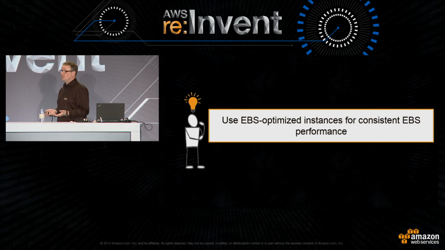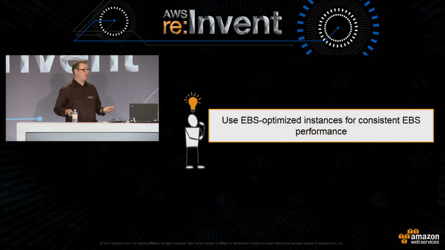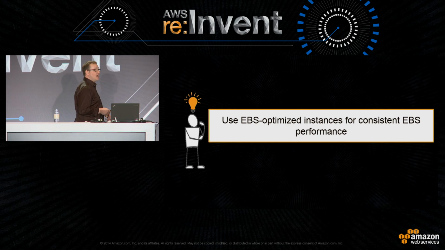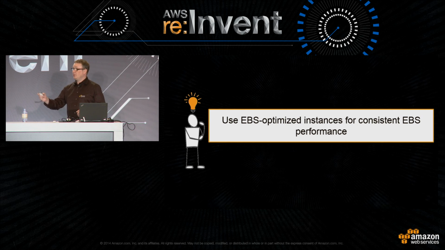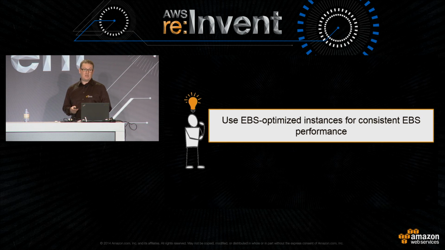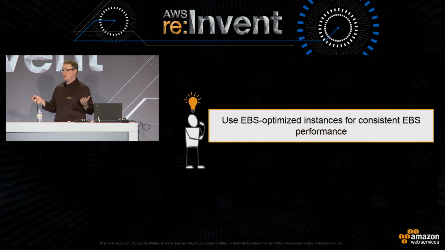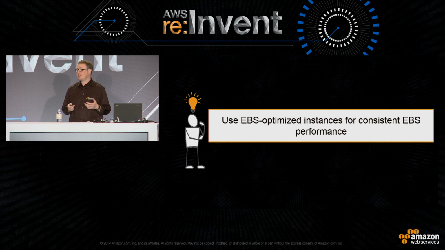Big takeaway here, use EBS optimized for consistent performance. If you're not doing it today, it's really easy to use it. You can go into EC2, do a stop, change the instance attribute to be EBS optimized, press start, you're now EBS optimized. You don't need to tear down your stack, you don't need to change anything. It takes about the time of a reboot to do. So it's really easy to implement.